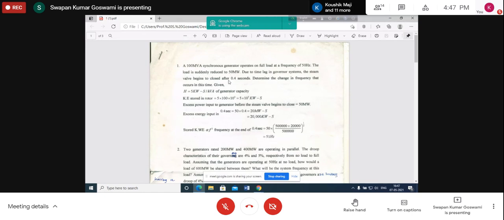Okay, so the problem is simple because you have to apply the fact that stored energy is proportional to the square of frequency. So frequency will be proportional to the square root of stored kinetic energy. Okay, so that is done here.